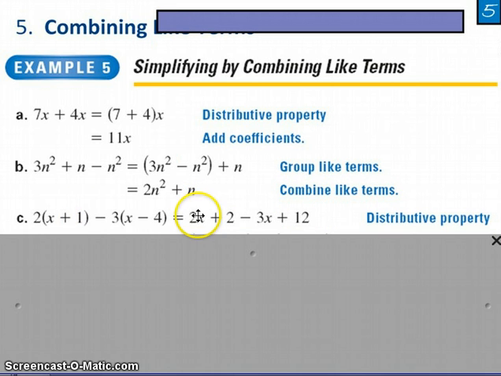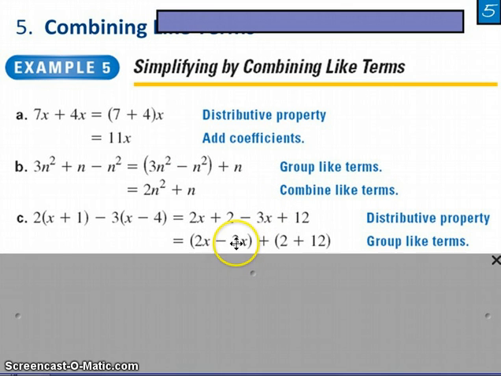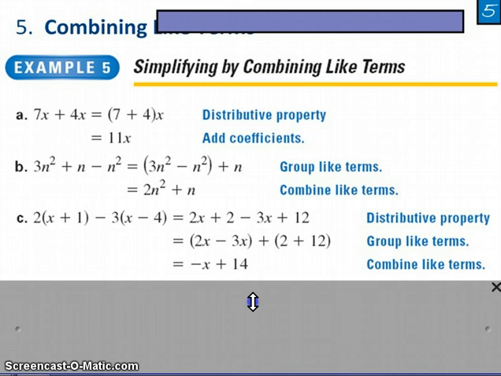2 times x, 2x, 2 times 1, 2, negative 3 times x, negative 3x, and negative 3 times negative 4, positive 12. All right, now I can put things that are like each other together. I've got 2x, I've got negative 3x. They put them side by side at first. I would have just gone right to the point of saying, all right, that's negative x. They've got 2, they've got 12. I would have immediately said 14, but they went ahead and moved them next to each other just so you could see what they were doing. Well, anyway, 2x minus 3x, negative x.